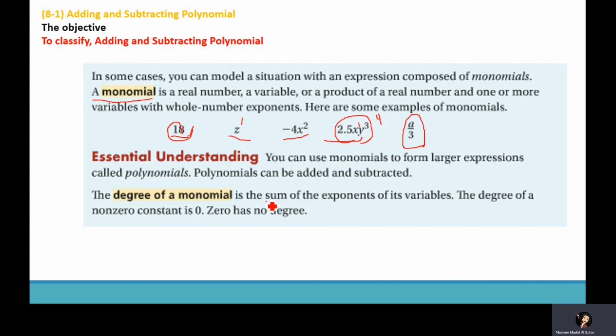As they said here, the sum of the exponents of its variables, because I have two different variables here, that's why I said it's 4. What is the degree here? It's a to the power 1, so it is 1.